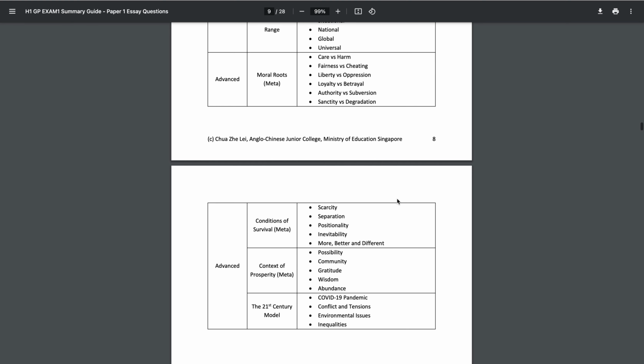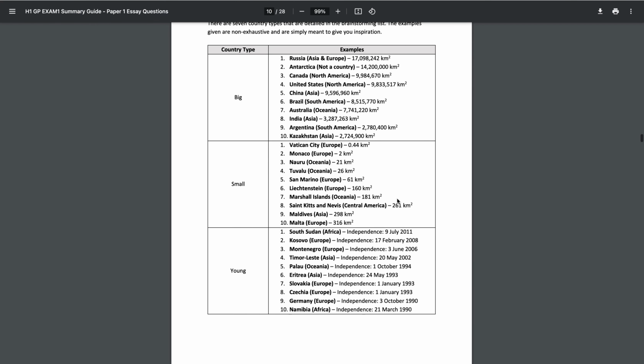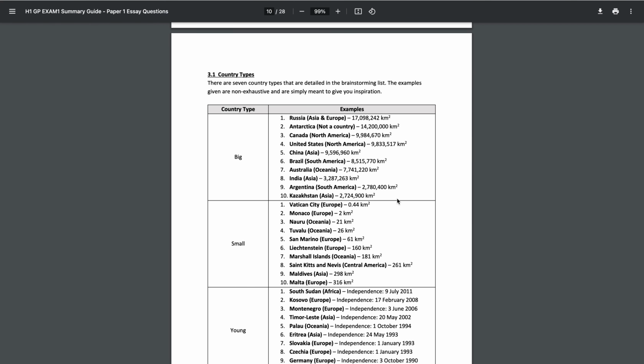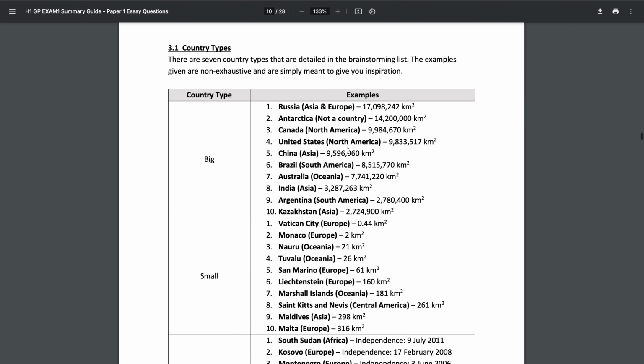So I'm going to go into the basic one first. Country type. There are 7 country types, and they are often big and small, young and old. Here, all these are versus. Again, non-exhaustive examples are provided here, but you can definitely use them in conjunction with SPE, because different countries with different conditions will have different considerations. So let's just go into it.